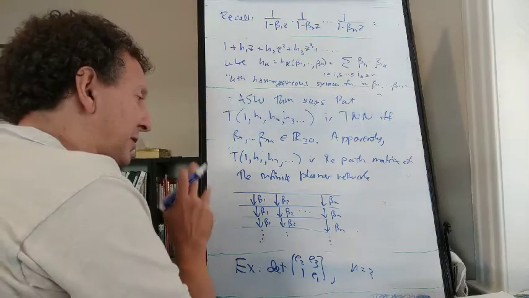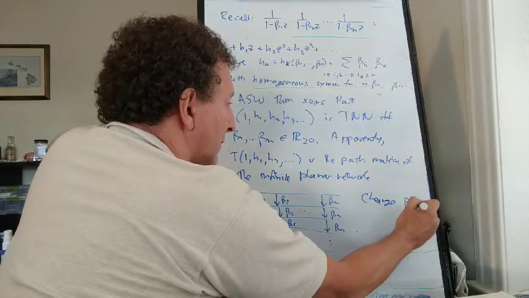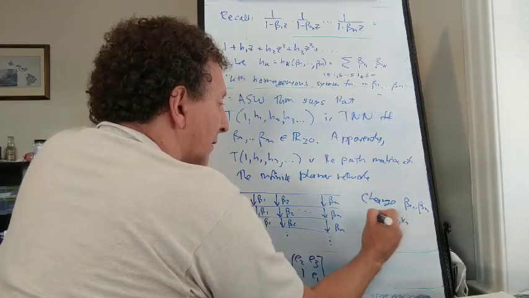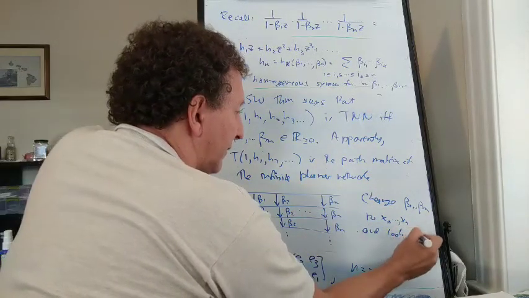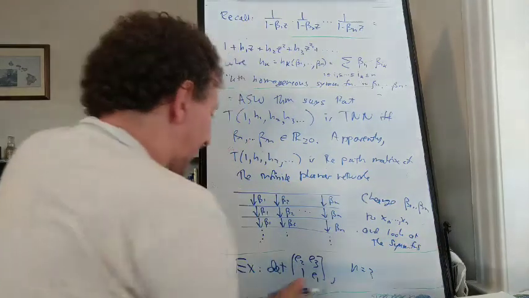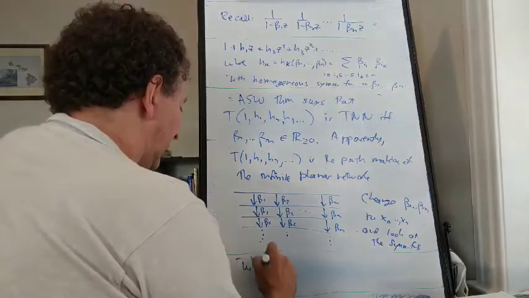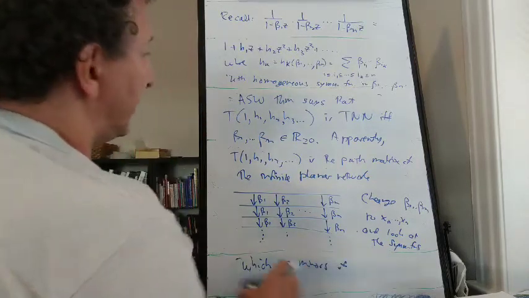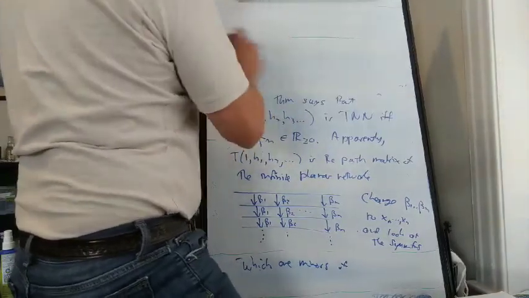Alright, now again let's change the betas to x's. And look at the symmetric functions, which are the minors of the infinite Toeplitz matrix of homogeneous symmetric functions.